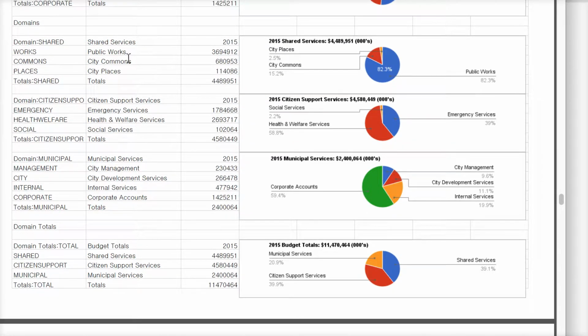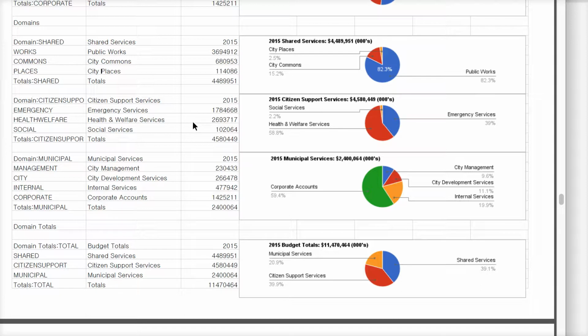And so there you can see the summary of the shared services, which is public works, city commons, and city places. You can see that public works certainly takes the lion's share. City commons is quite a bit smaller at 15% of that group, and city places just takes a sliver.